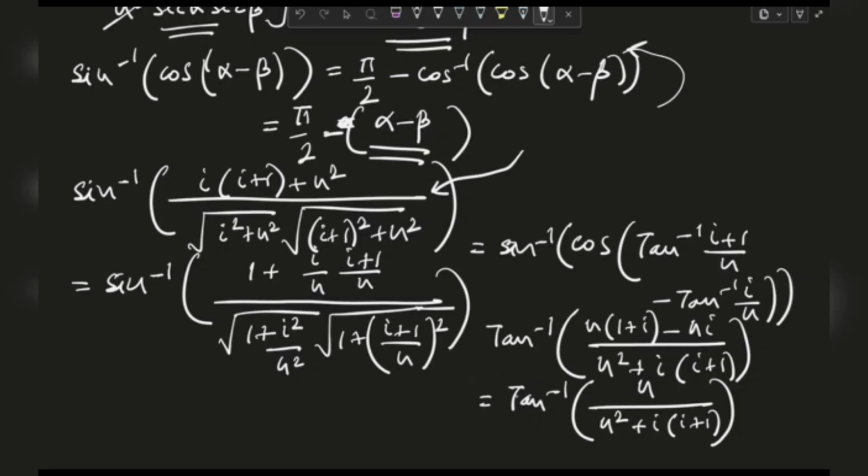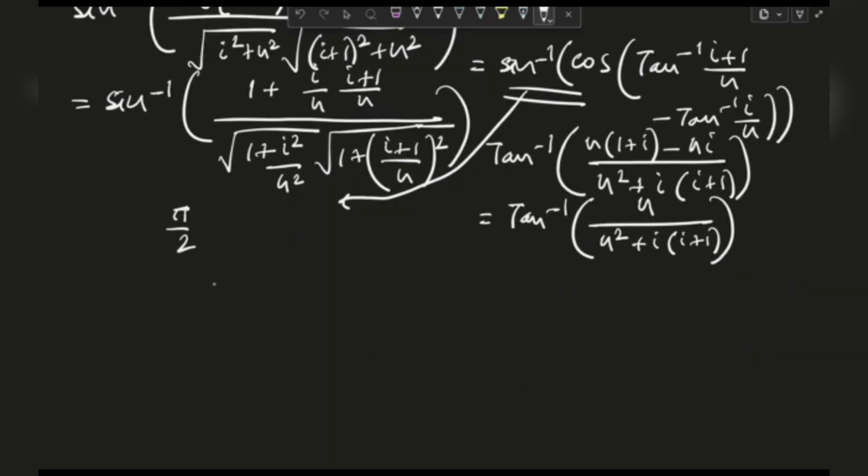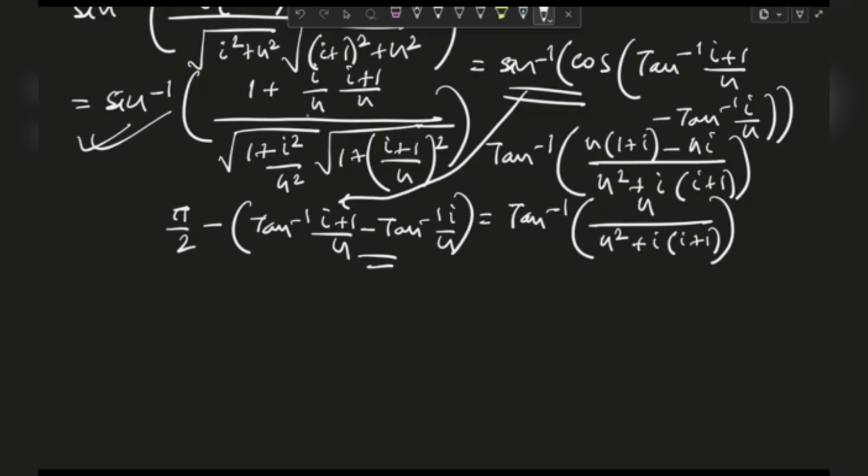Right. So if we simplify this thing, I will change the page. This thing will actually simplify to pi by 2 minus tan inverse (i plus 1) by n minus tan inverse i by n. What I would recommend is better to go with this second method, okay? The first method was a bit clumsy. I also felt it was a bit clumsy. So the second method was actually better.